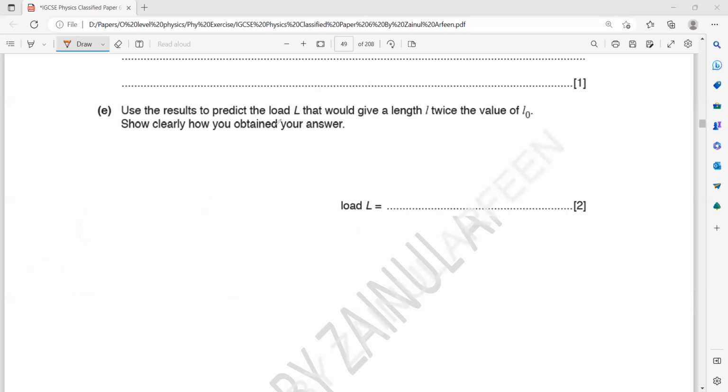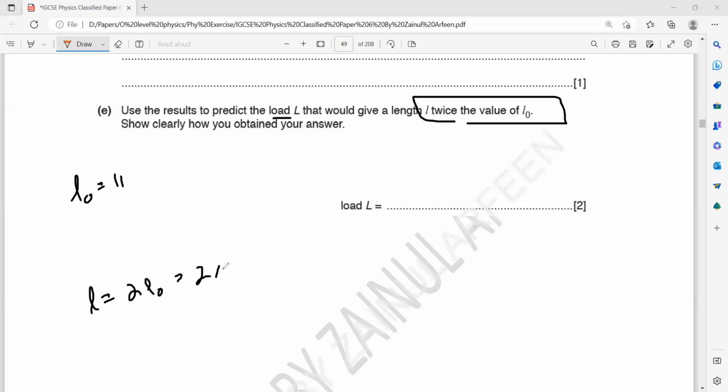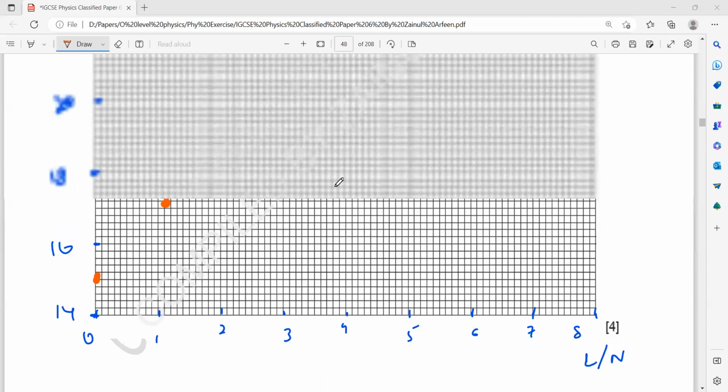Then use the result to predict the load that would give the length twice of L naught. For example, as you took, L naught was 11 millimeter or 12 millimeter. We want the load for which the length is twice of L naught. L equals double of L naught, means 2 into 11, which is 22. So we want to find the load when the length is 22 millimeter. You have to show this on your graph.